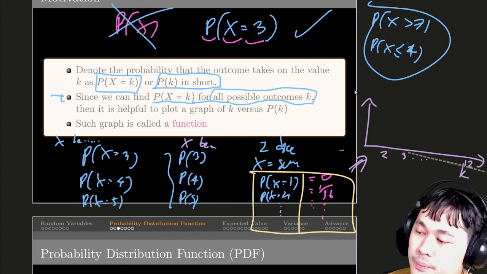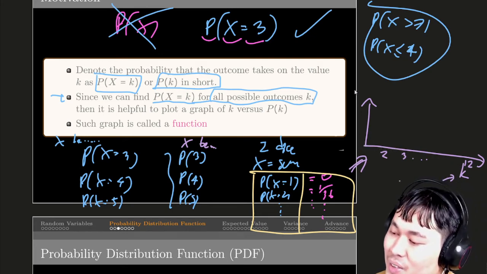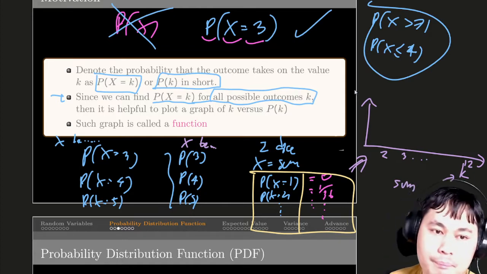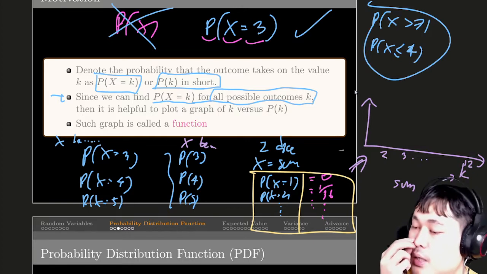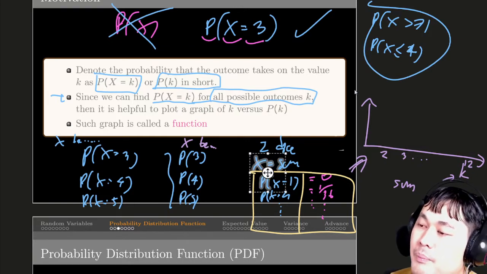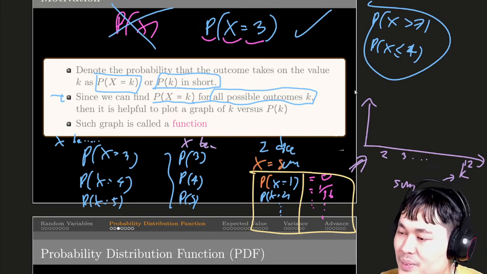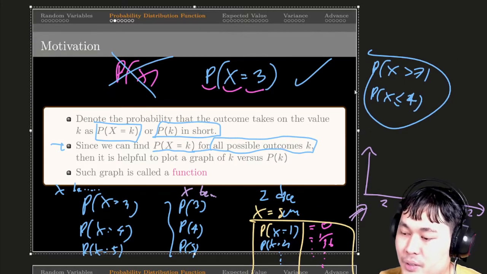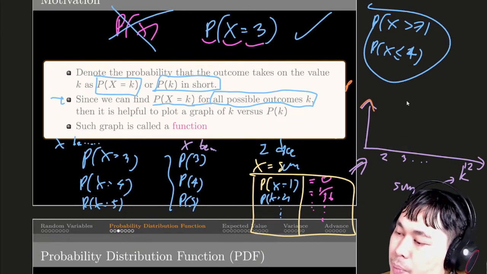That's one axis. It's the value of k, or you can write it further, like for the sum. This is the value of that particular random variable. And then for the vertical axis, the y-axis, this is where we plot the probability of that particular event.